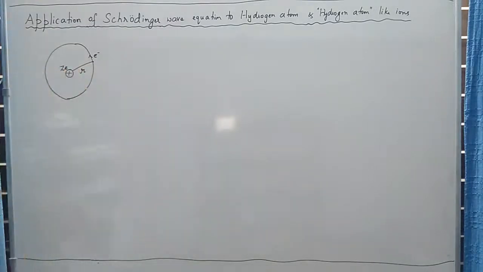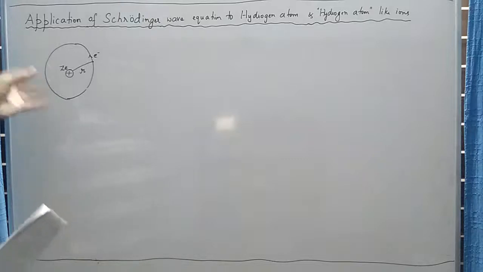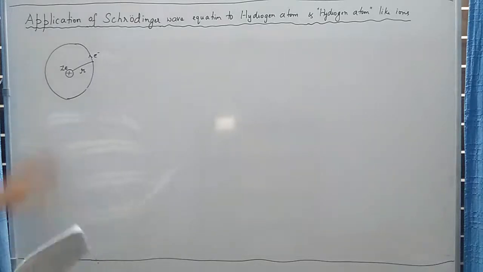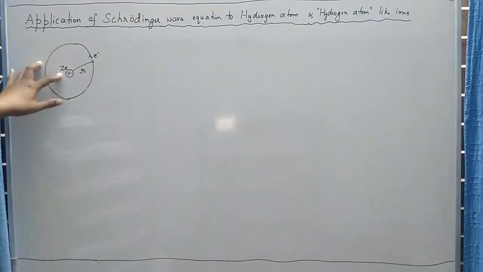Now let Ze be the nuclear charge, where Z stands for the atomic number. Z is equal to 1 for the hydrogen atom, and Z would be equal to 2 for a hypothetical helium plus ion, which, like the hydrogen atom, contains only one electron. This model is also applicable for the lithium 2 plus ion, where two electrons have been removed from a neutral lithium atom. It contains only one electron, so the model applies.